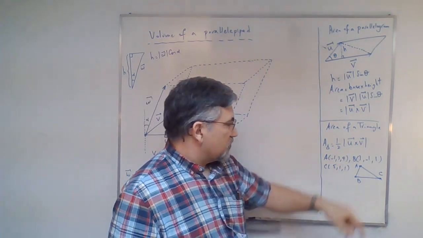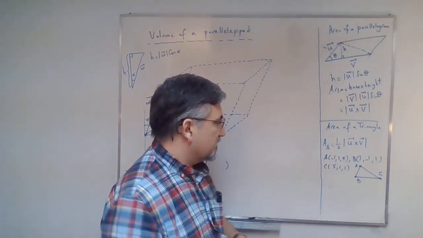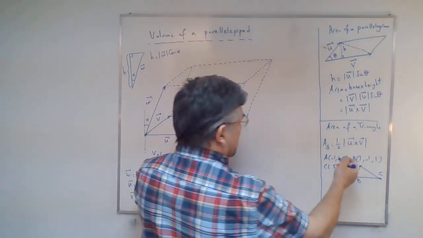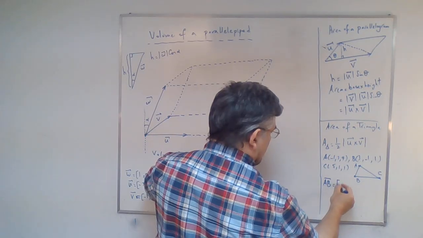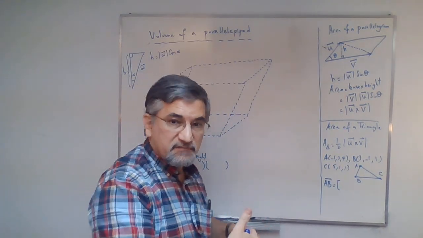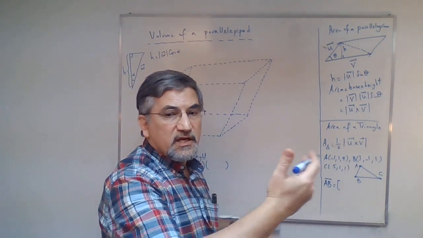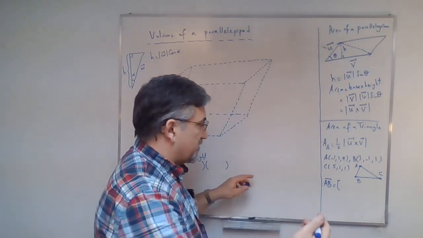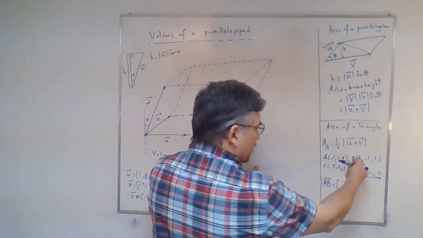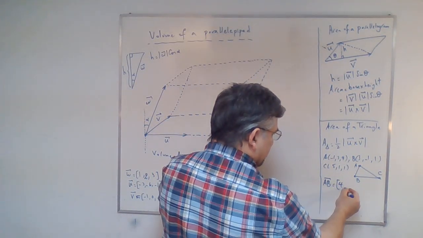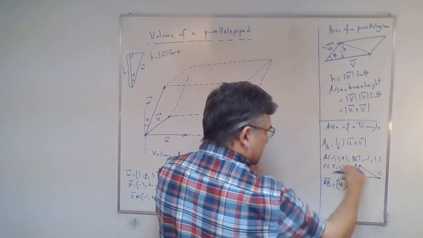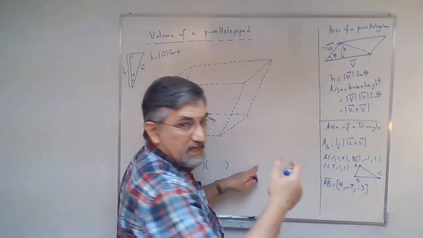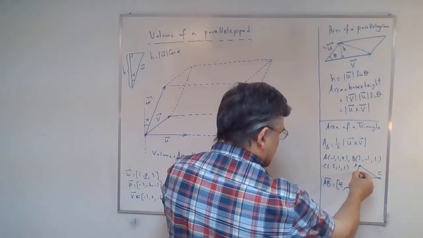So the first thing I'm going to do, I'm going to find the vectors. So I'm going to find vector AB. And of course, it's x of b minus x of a, y of b minus y of a, and z of b minus z of a, right? So we go 3 minus minus 1, which is 4. Minus 1 minus 3 is negative 4. And 1 minus 4 is negative 3. So that's vector AB.